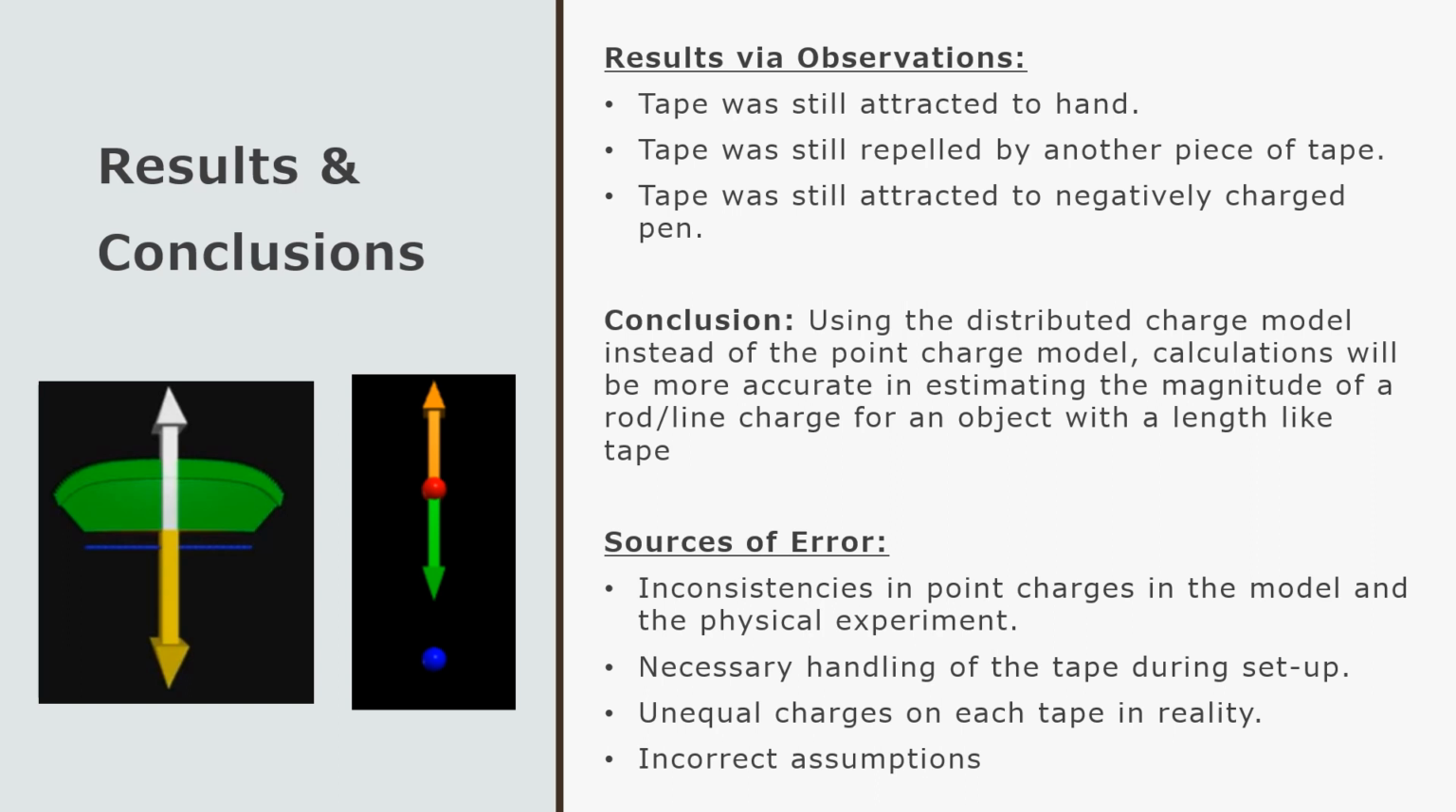The conclusion is that using the distributed charge model instead of the point charge model, which is also the rod, calculations will be more accurate in estimated magnitude of the rod line charge for an object with the length of the tape. These inconsistencies could have been with the point charges in the model, the physical experiment, necessary handling of the tape during setup, and also incorrect assumptions.